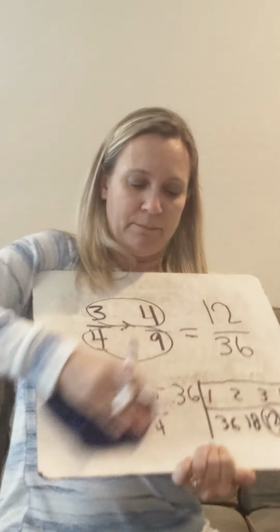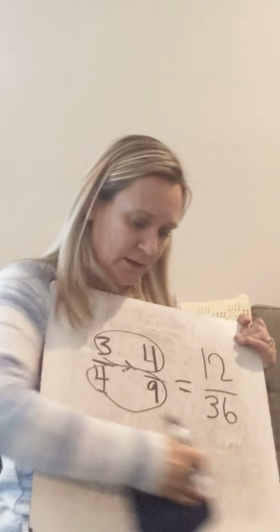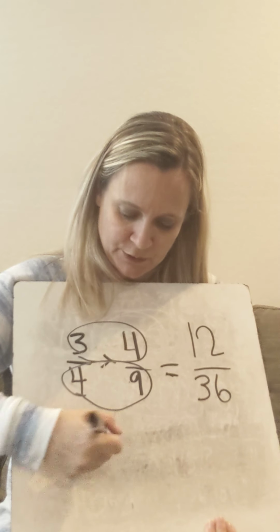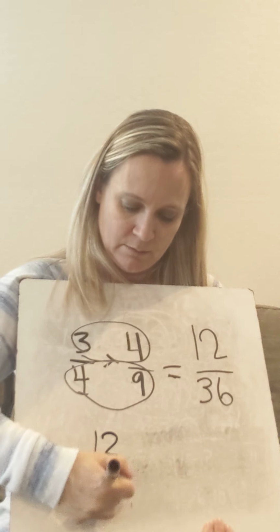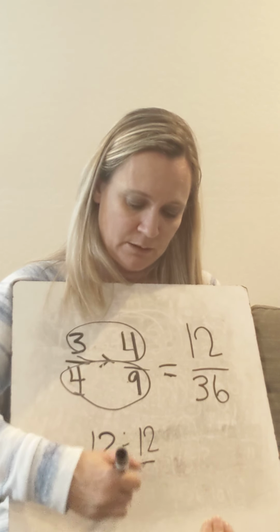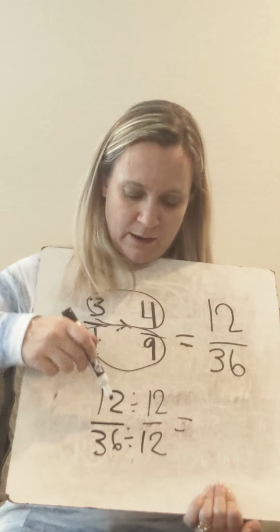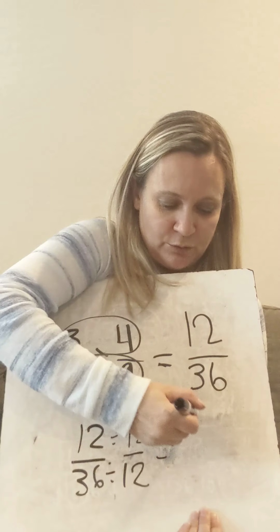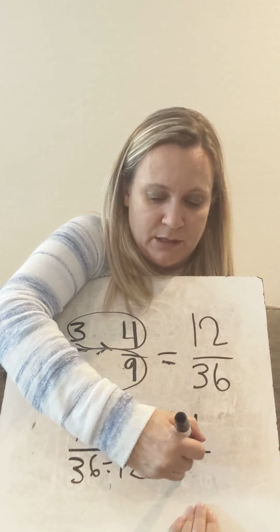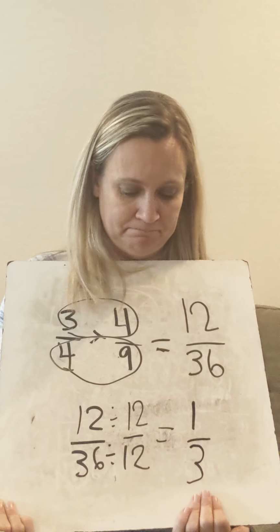Going back to my problem, my answer was 12 over 36. So to simplify that, or to reduce it, I'm going to divide by 12 on the top and 12 on the bottom. When I do that, I have 12 divided by 12, which equals 1, and 36 divided by 12, which equals 3. So that's one way to do it.